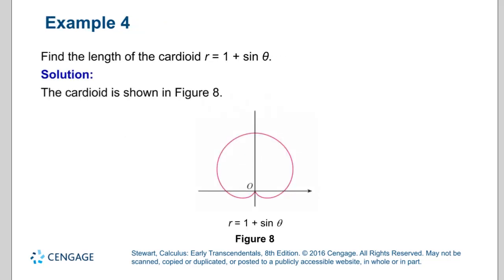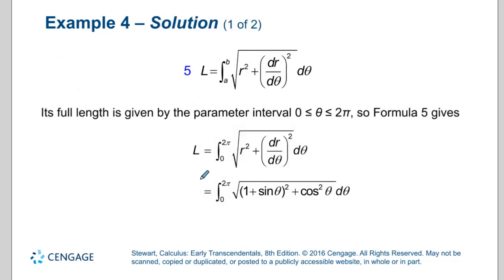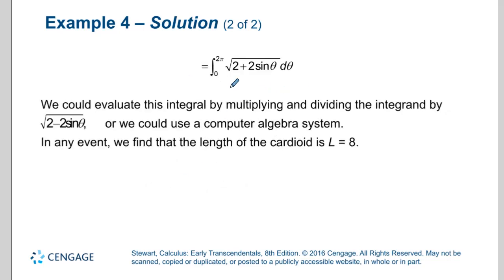So we're going to use the cardioid. In this case, it's r equals 1 plus sine theta, and we're going to do it from 0 to 2 pi, so we go all the way around the shape. r is 1 plus sine theta, so that goes in there for r. If I take the derivative of that, I get cosine. So I have 1 plus sine theta squared, plus cosine squared theta. I can simplify this down a little bit and break it down. I'm going to get an integral from 0 to 2 pi of the square root of 2 plus 2 sine theta.